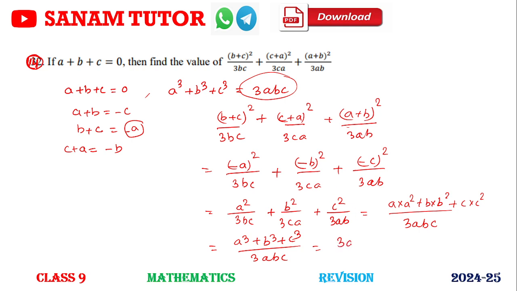So put 3abc divided by 3abc equal to 1. This is the correct answer. Understand?